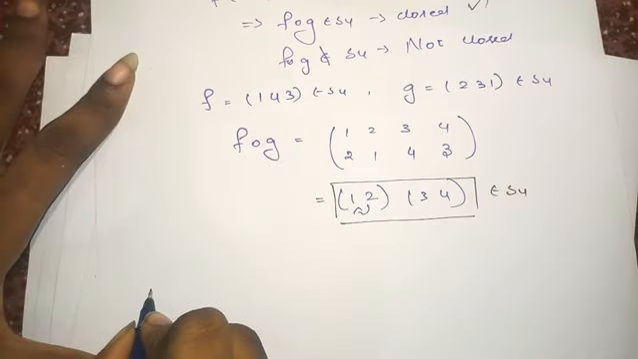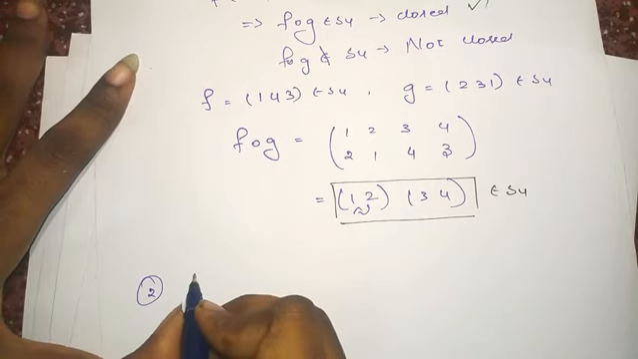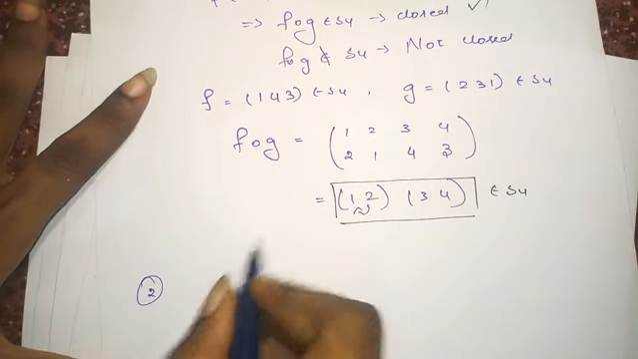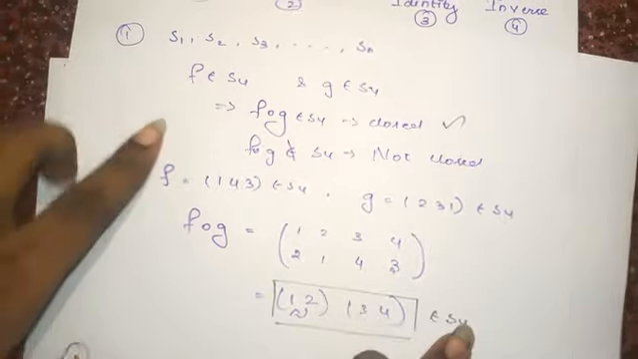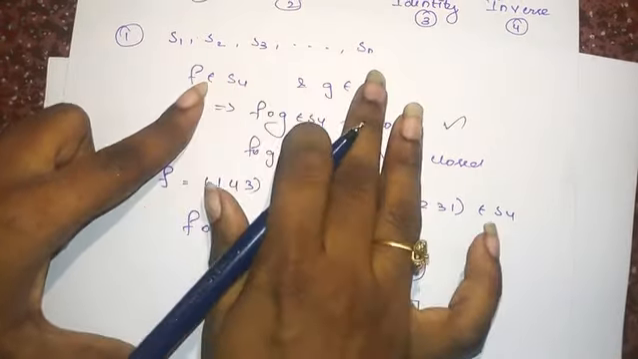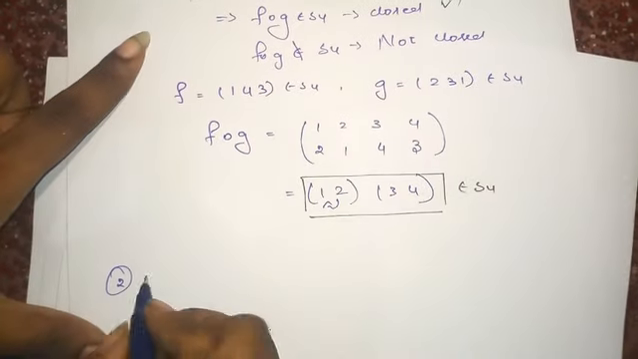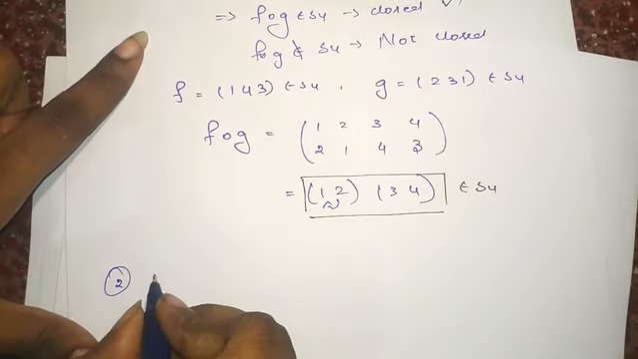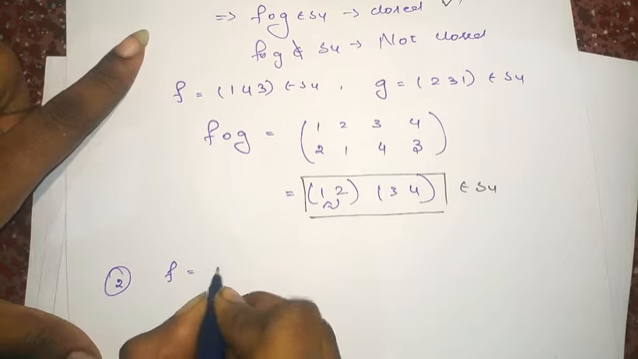Take another property, associative. For that, we have checked it for S4. You can also check it using S2, S3 up to Sn. I'm going to take it randomly from the same thing, S4.